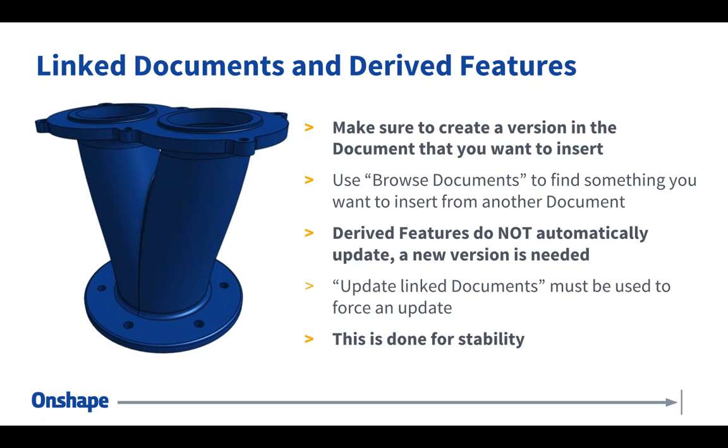Then when you go to derived feature, it's just a matter of instead of using current document, there's a button there for browse documents. And I'll show you in just a second. Then you can browse to any document that you have and insert any part, sketch, and so on, that's in that document. So essentially, it allows you to browse, just like browsing from the documents page.